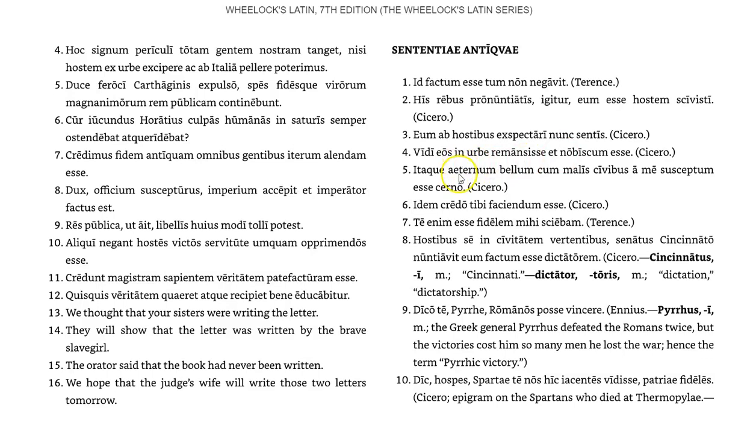All right, let's move on to quinque and number 5. Itaque aeternum bellum cum malis civibus a me susceptum esse cerno. Cerno is where we get the word to discern something, which is a kind of apperception or perception. This is in the present tense. Itaque means and therefore, or and thus. So and therefore, I perceive, could also be translated as I know, in the sense of an inner insight, but maybe I discern or I perceive. And therefore, I perceive that, so we've got to get our that in there.